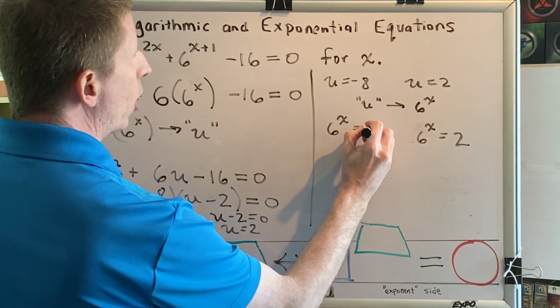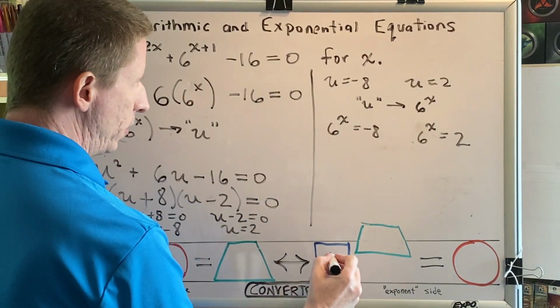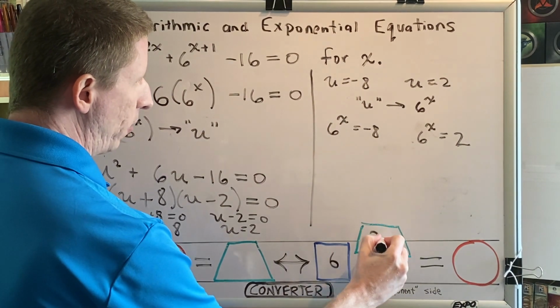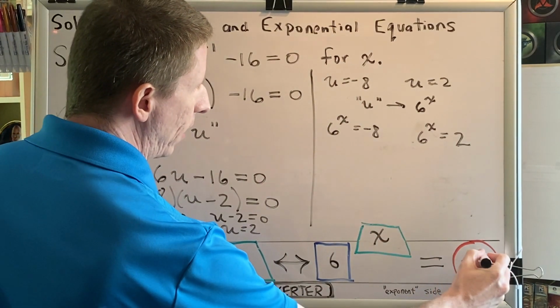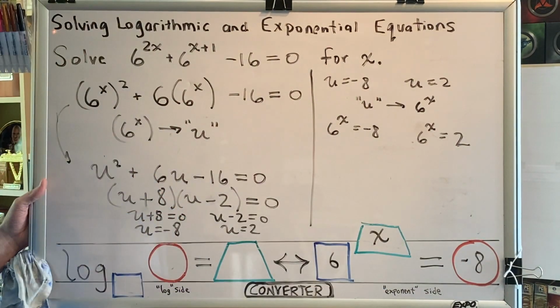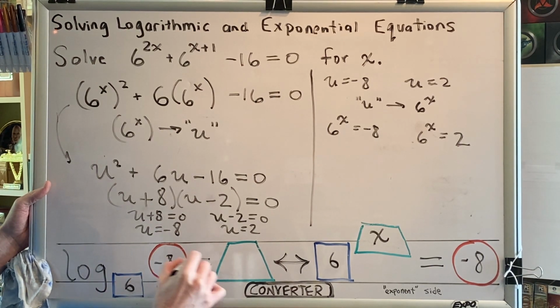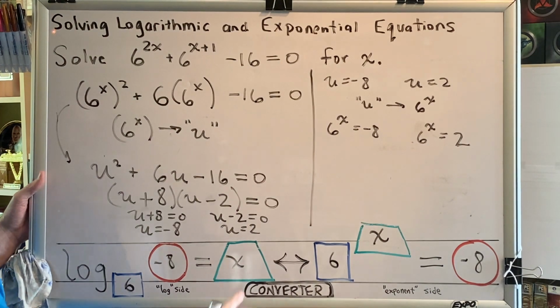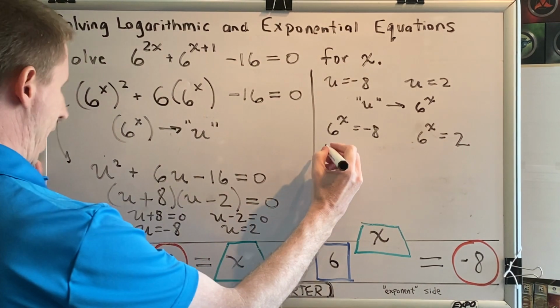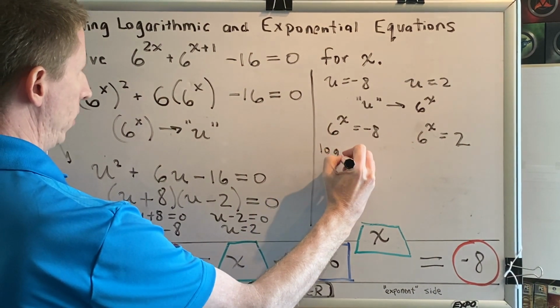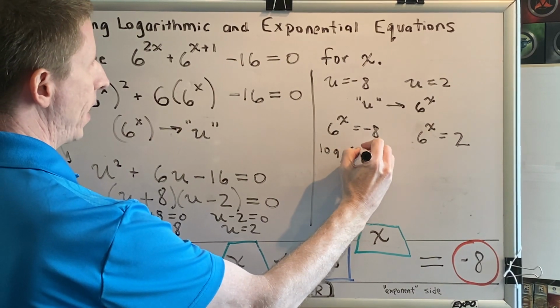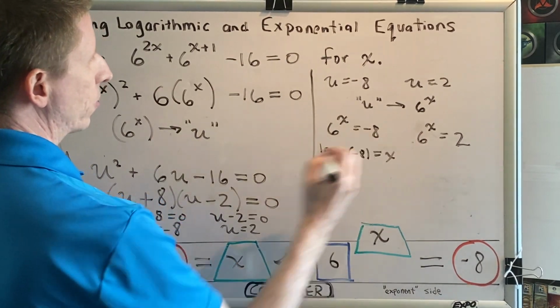So let's go ahead and start with the first one, this one here. So the base is 6, the exponent is x, the argument is -8. Matching up the colors and shapes on the other side, we get log base 6 of -8 equals x. Notice that this has allowed us to solve for what x equals. Log base 6 of -8 equals x.